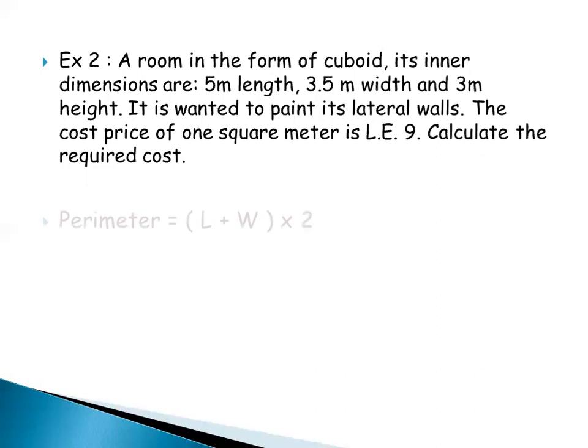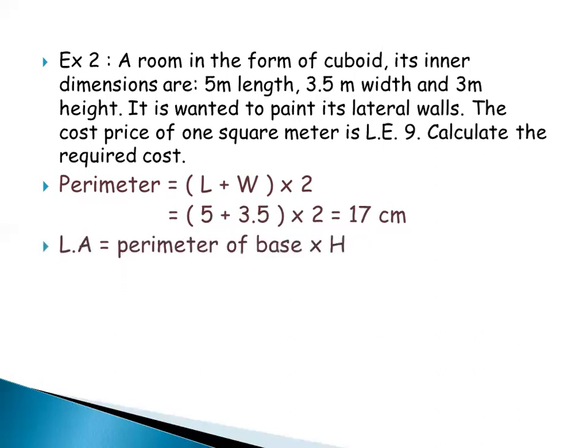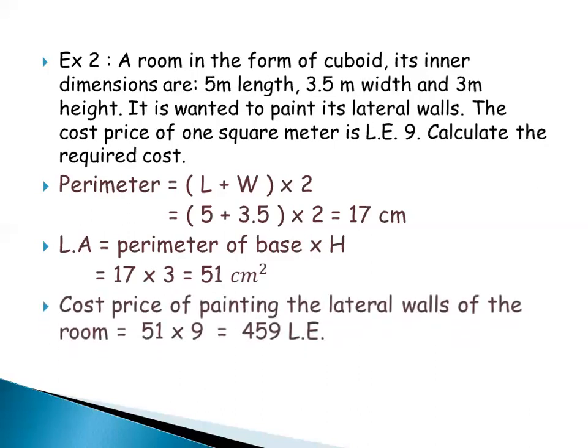This means I'm going to get the lateral area only. So I'm going to get the perimeter by adding length and width and then multiply the answer by 2: 5 plus 3.5 times 2 equals 17 centimeter. To get the lateral area, I'm going to multiply perimeter of base by height. This means I'm going to multiply 17 by 3 and my answer is 51 centimeter square. For the cost price of painting the lateral walls of the room, I'm going to multiply the lateral area by the cost of 1 square meter. This means I'm going to multiply 51 by 9 and my cost price is going to be 459 LE.